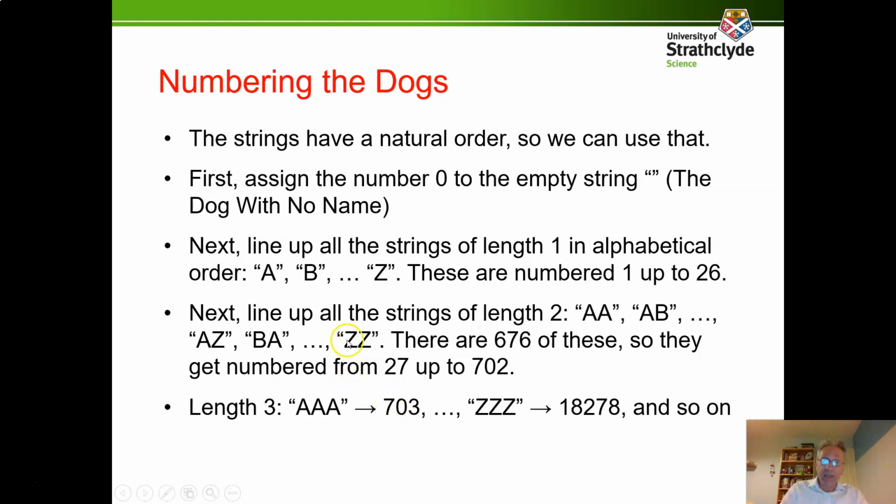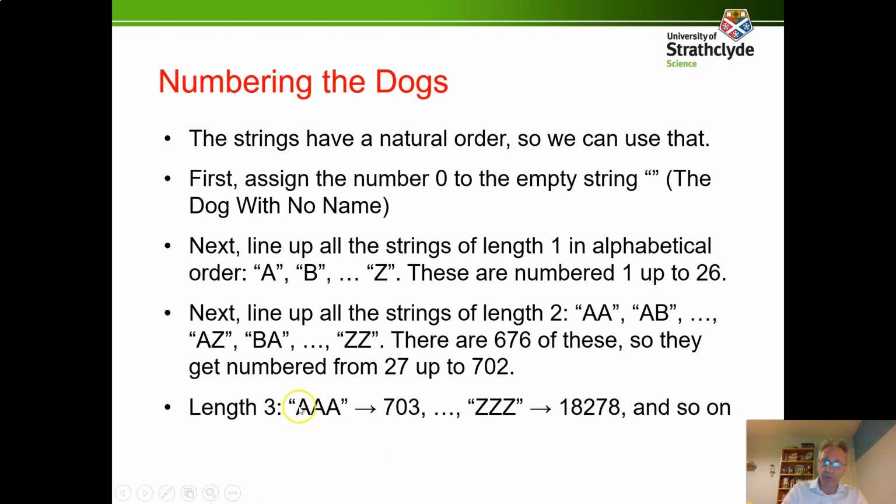When I get up to ZZ, each Z here means 26. So A means 1, Z means 26. Now, normally you wouldn't have the digit for 26 in base 26. So that's where this numbering scheme becomes a little strange. But the reason that we have it is it gives an exactly one-to-one mapping. So when I get to ZZ, that's 26 times 26 in that position, and then 26 units. If I add those up, that comes to 702.